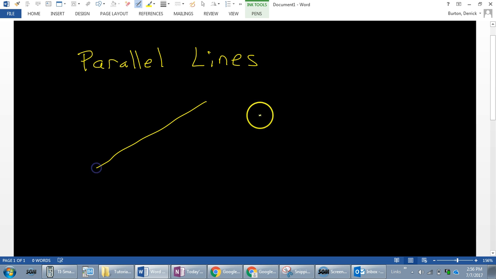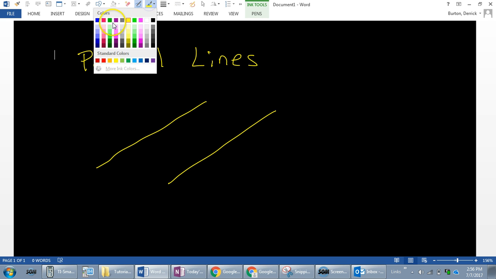So here's some background information that you need to know. First of all, you need to know something about parallel lines. All right, slopes of parallel lines. So, of course, you know that parallel lines are lines that go in the same direction, so they never touch.